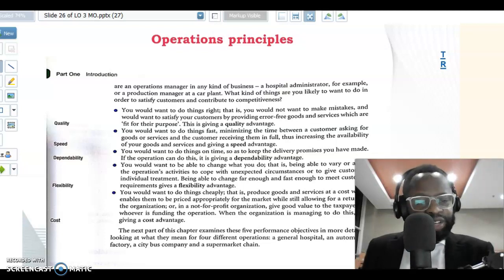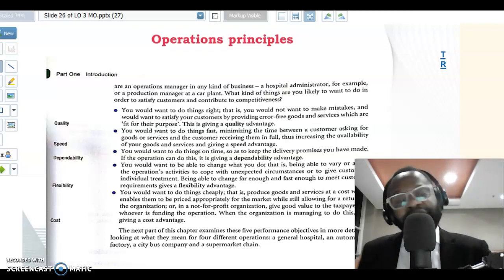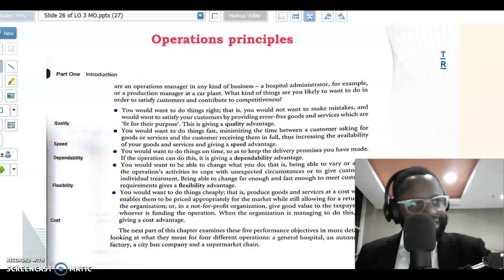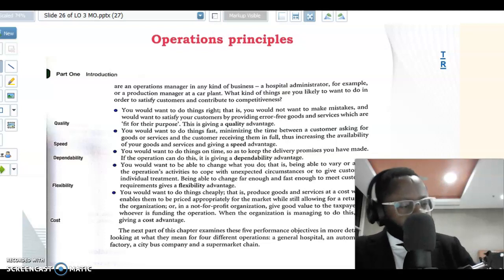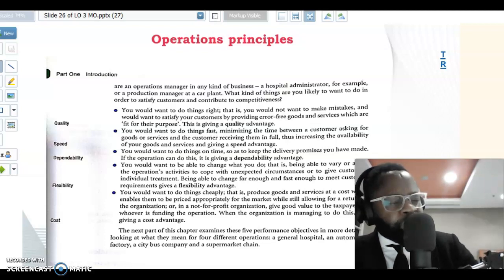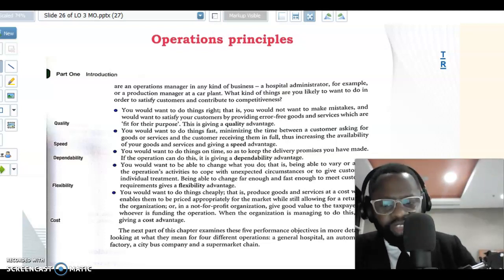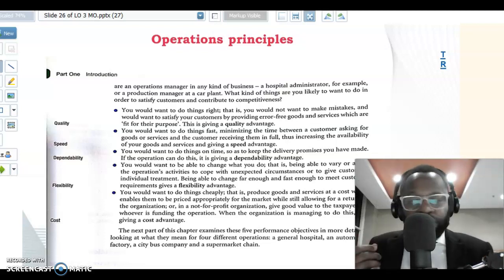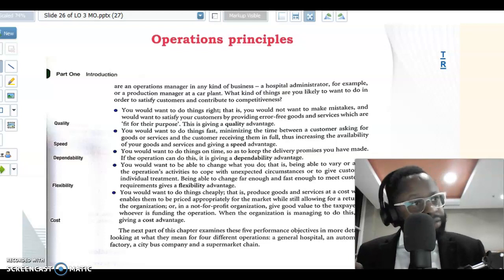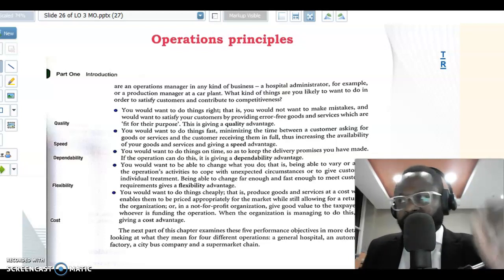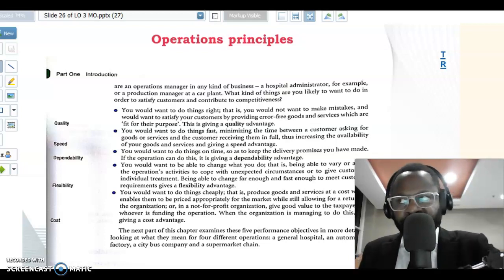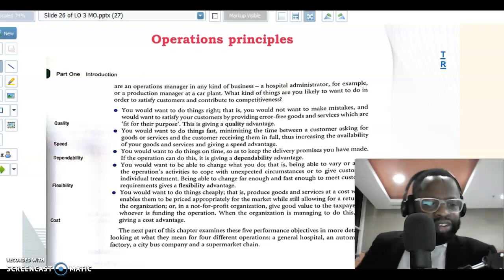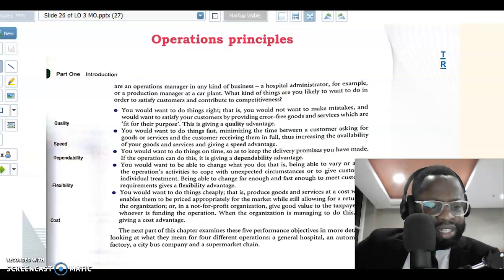This is dependability. Okay, Samantha says delivery services at Amazon. Yes, excellent. That is dependability. So at Amazon, they will be required to measure their dependability portfolio. So when Amazon says the delivery is in 3 days, it should be 3 days, and not 4 days or 6 days. Yes, Samantha, that's a good example.